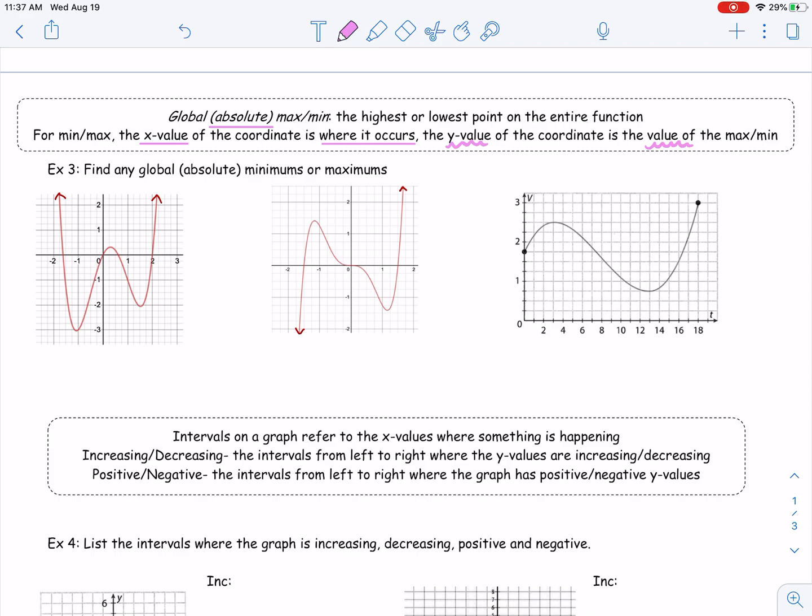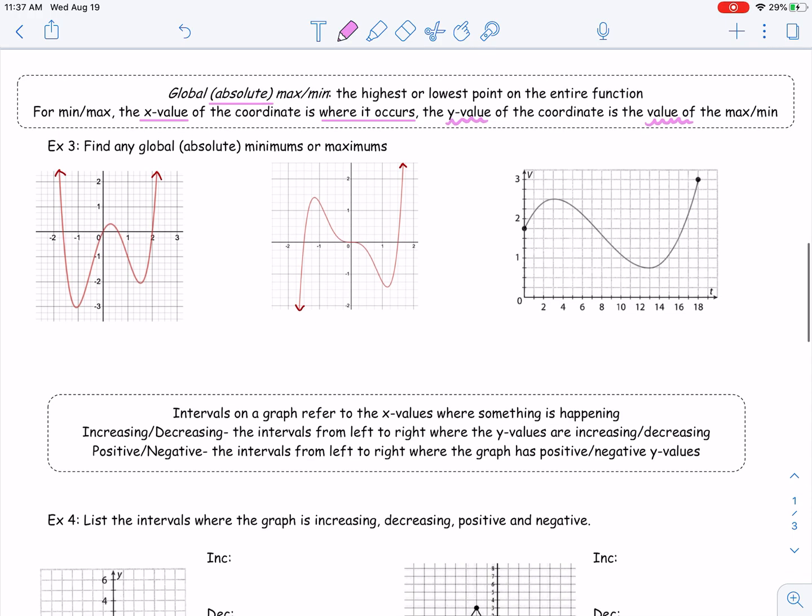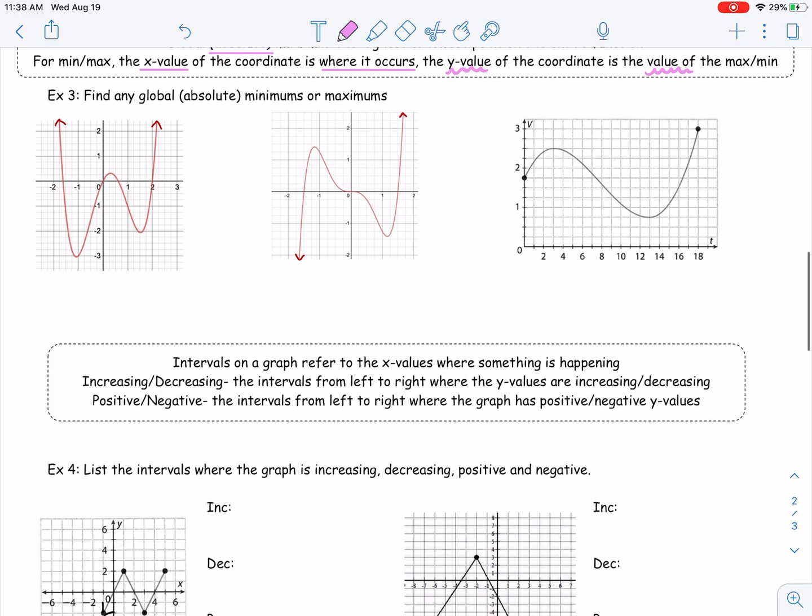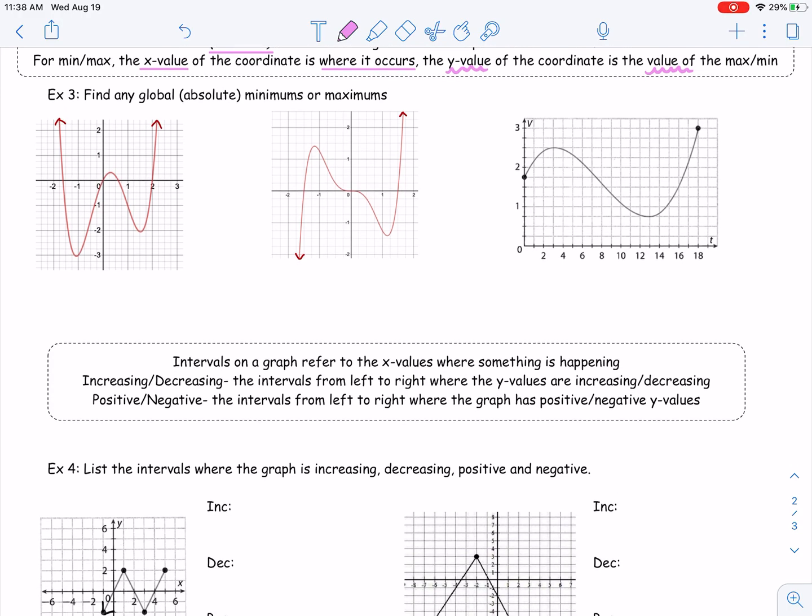So in example 3, it says find any global or absolute, those words are going to be interchangeable, minimums or maximums. So just because it doesn't say specifically in our directions if we're listing where or the value, I'm going to go ahead and list both, but it will be very concrete on a quiz or a test. It'll say, where is the absolute or global min or max, or what is the value of that absolute or global min or max.